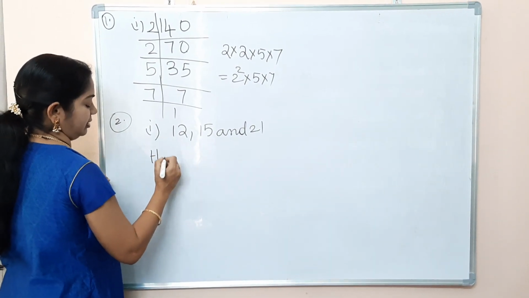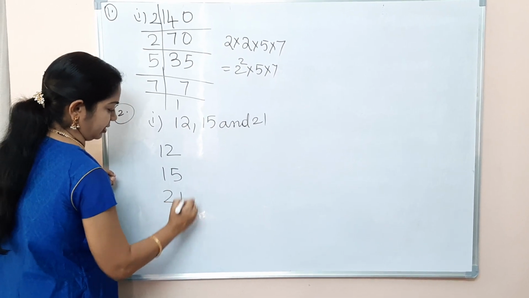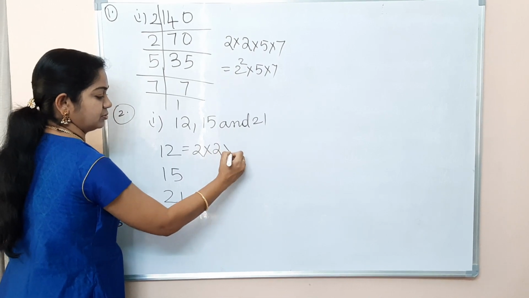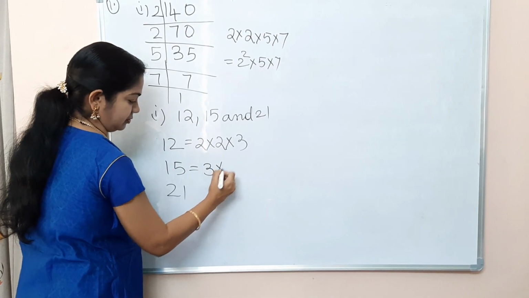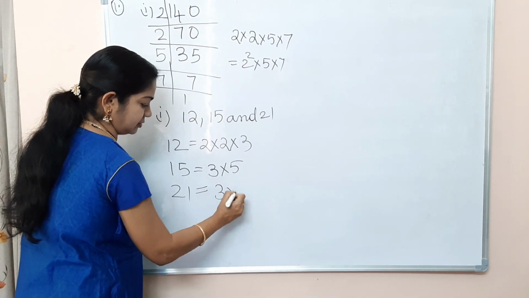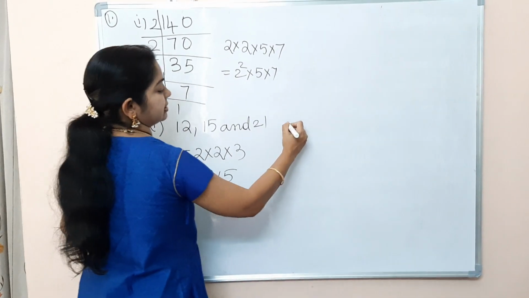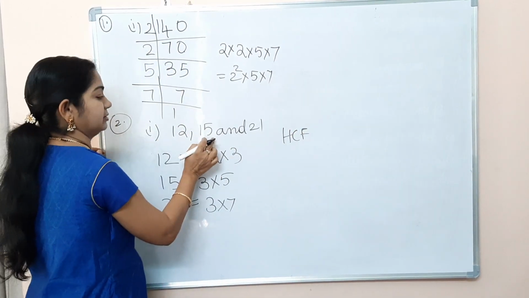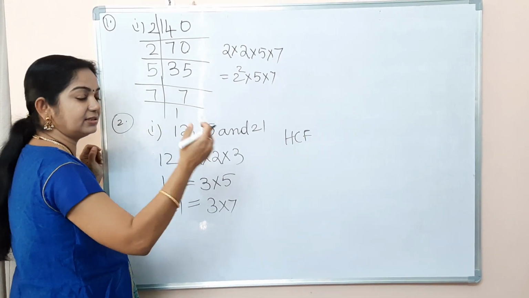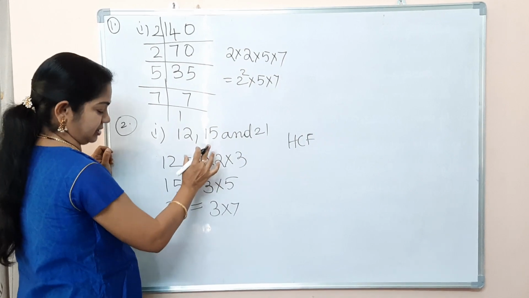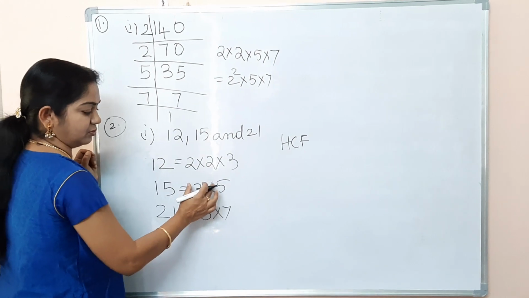So first we'll note down the prime factors. For 12, it is 2 into 2 into 3. Now 15 is 3 into 5. 21 is 3 into 7. These are the prime factors. Now, I want the HCF of these 3 numbers. What I told is that the HCF is the product of the least exponent of the common primes. So, the common primes: what is common in all 3, not only in 2 of them?